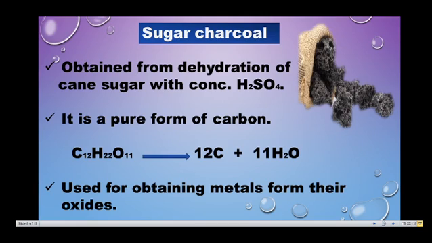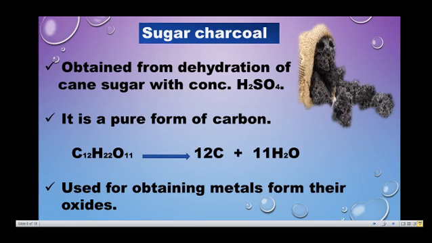The formula of cane sugar is C12H22O11. Dehydration is taking place, that means water is removed from cane sugar. 11H2O is removed, and the remaining is only 12 carbon. So this is sugar charcoal.